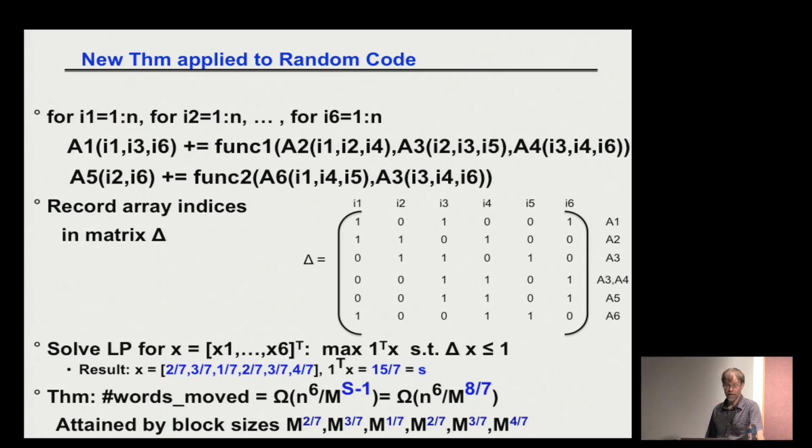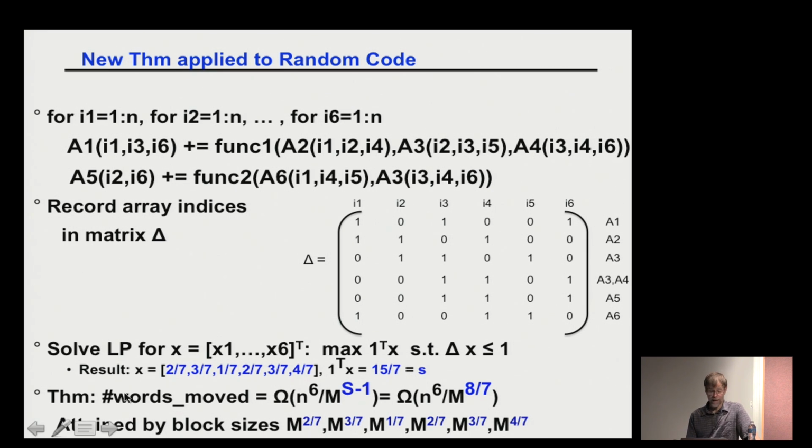And so the theorem says, please write down and solve the same linear program as before. So now I'm going to have blocks. I'm going to have x1, x2, x3, one x for each of the columns. Please maximize their sum subject to the same constraints, that delta times x is less than or equal to 1. And the result is this bunch of numbers, whatever they are. And their sum is 15/7, and that's that magic number s as before.